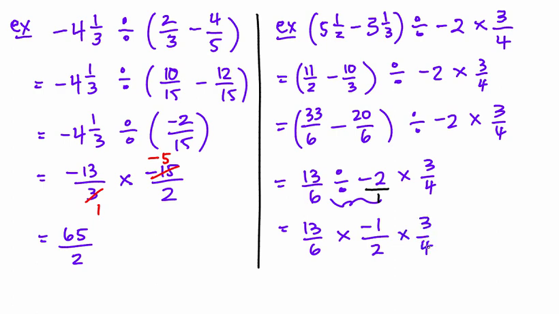And now I look for things that can cancel. So, this 3 and the 6, and that is all. So 13 times negative 1 is negative 13 times 1 is still negative 13. And on the bottom, 2 times 2, which is 4, times 4, which is 16. And I am done.